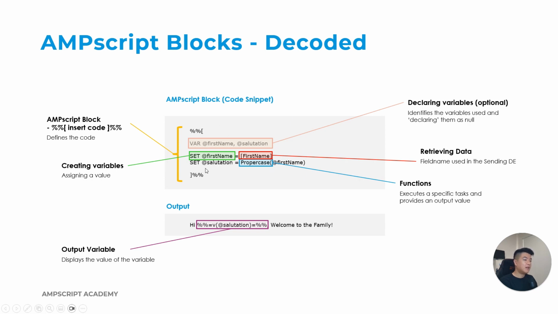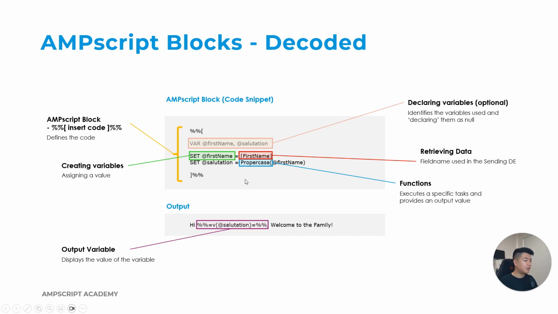It's nice and neat. You're retrieving the first name field from the sending data extension and assigning its value to this variable. Then you're creating a new variable, which is the result of a function that will proper case it, and the result in that new variable is what you're going to print out in the actual HTML or in your SMS message. Again, to output a variable, the syntax is %% equals V for variable, and in the brackets, the variable that you want to print out.